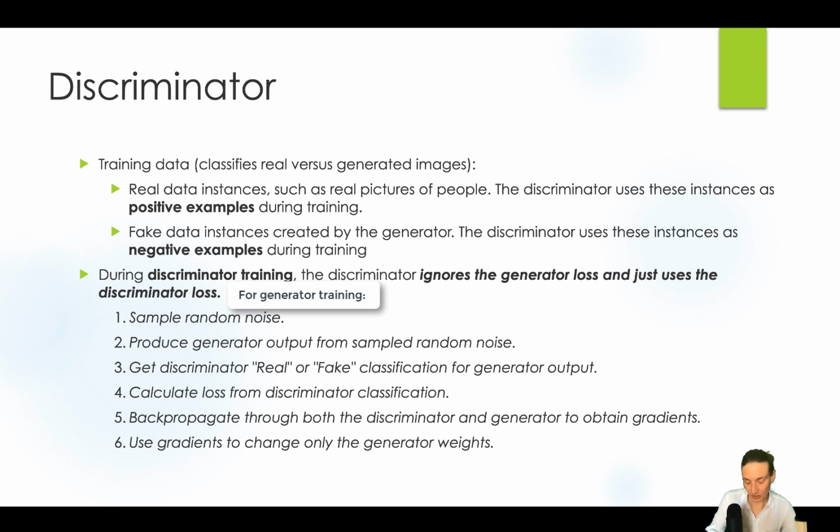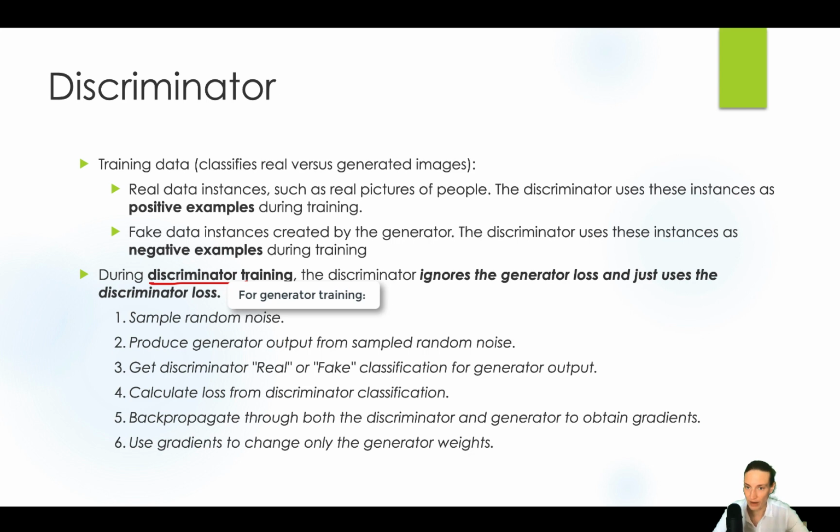For the discriminator training, basically when we're training a GAN, we alternate between training the discriminator and training the generator part of the network. During the discriminator training, we ignore the generator loss and only use the discriminator loss. Okay. The opposite happens for the generator training.